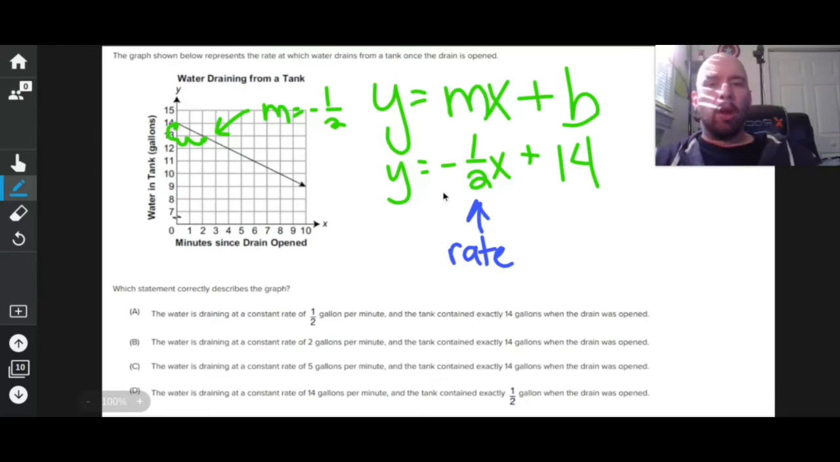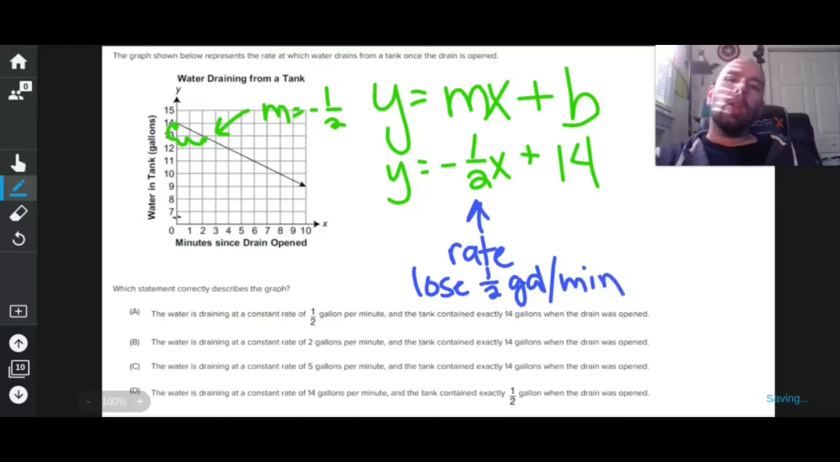And since it's negative, I'm decreasing half a gallon per minute. Again, the number in front of your x is your slope, and the slope is the same as a rate. Since it's negative, I'm losing, I'm removing 1/2. 1/2 what? Well, remember, rate is y per x. So gallons of water in the tank per minute that the drain is open. I'm losing half a gallon per minute.